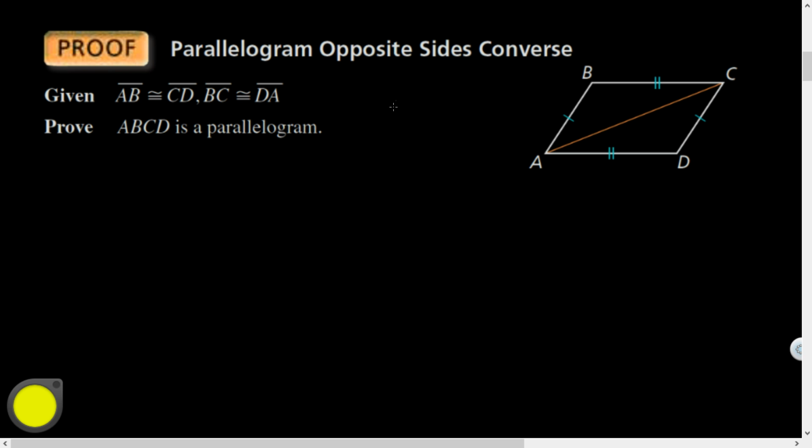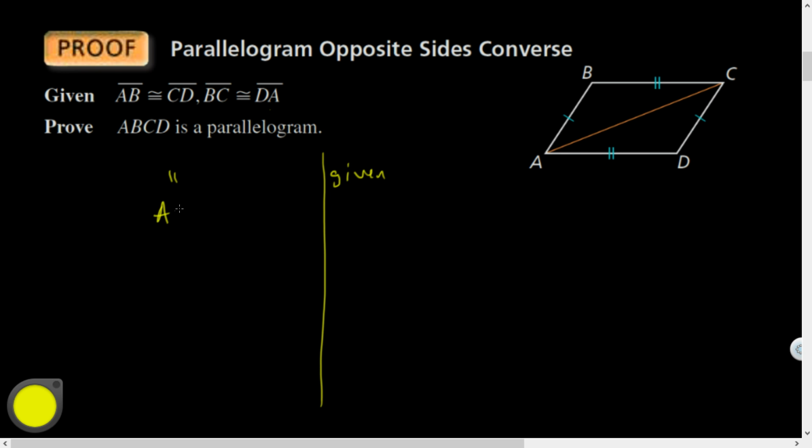So, given. I've got some given statements, as usual. Some things have to be assumed for me to prove anything. So we're starting with the hypothesis of our statement: a quadrilateral with opposite sides congruent. All right, so there's the given. What do you think I could do to prove this is a parallelogram? Now, it looks like they constructed a diagonal. That's a great idea.